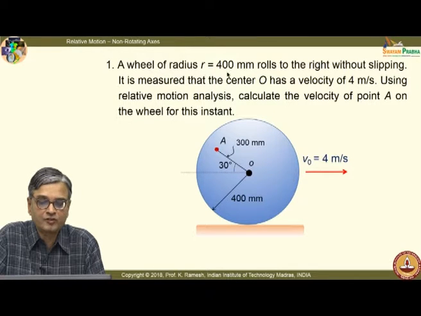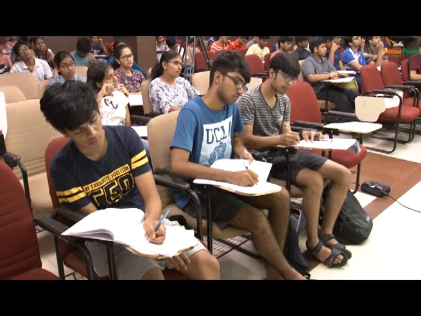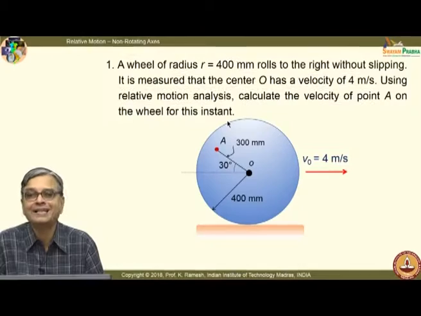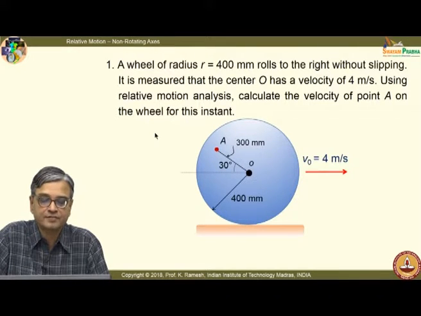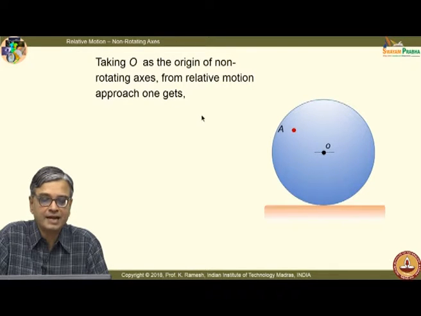A wheel of radius r equal to 400 millimeter rolls to the right without slipping. That is a very important aspect. The center O has a velocity of 4 meters per second. Using relative motion analysis, calculate the velocity of point A on the wheel for this instant. I have already told you, in dynamics we are learning methods through the vehicle of problems. So, the method is more important than the answer for the problem. So, I want you to solve it only by relative motion analysis. It is a very simple problem, there are multiple ways to solve it. So, we will look at what way we will handle it.